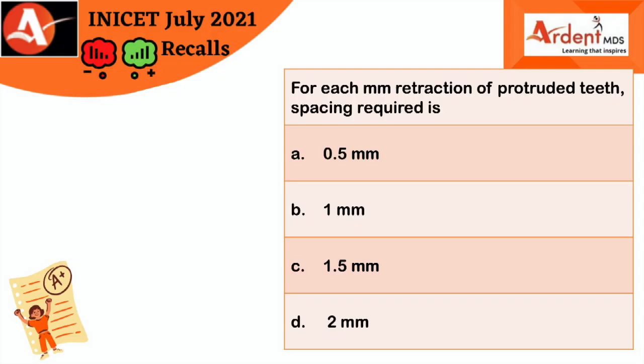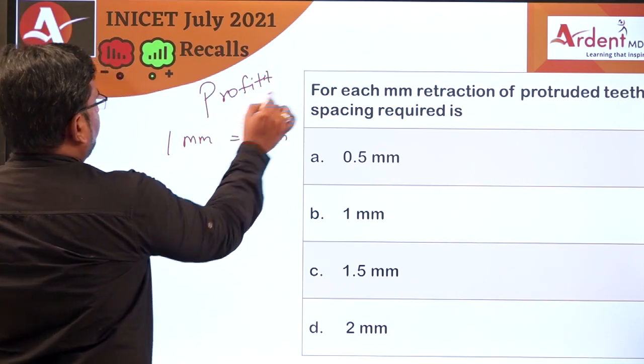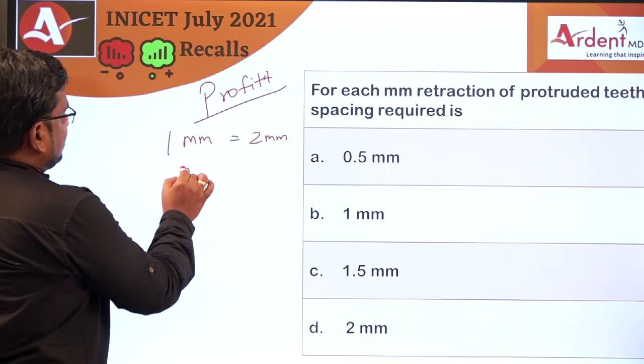For each millimeter retraction of the protruded teeth, what is the space required? For every 1 millimeter retraction of protruded teeth, we need 2 millimeters of space. So again, this is just a direct pickup from Profit. Otherwise, the question will be asked in the next upcoming exam.